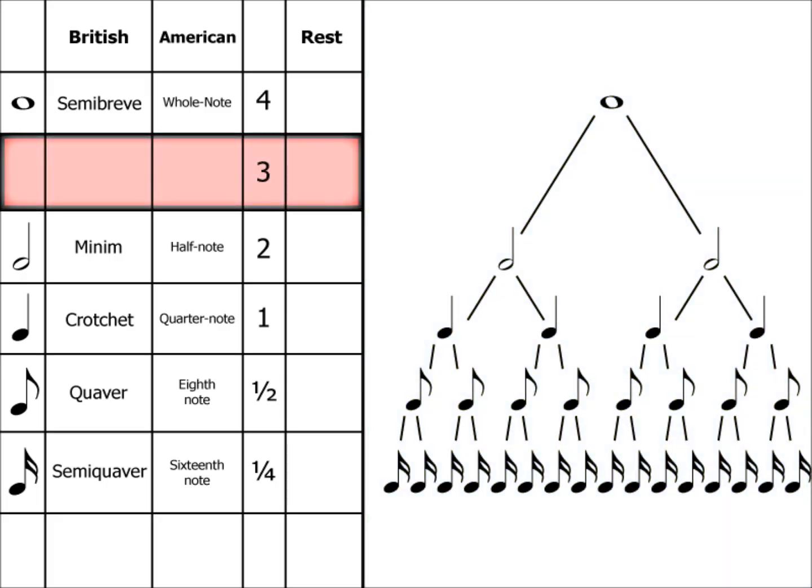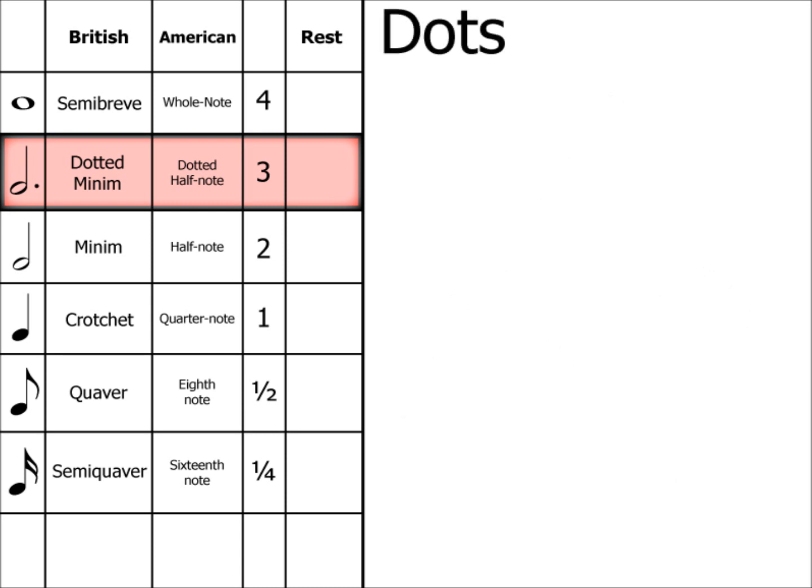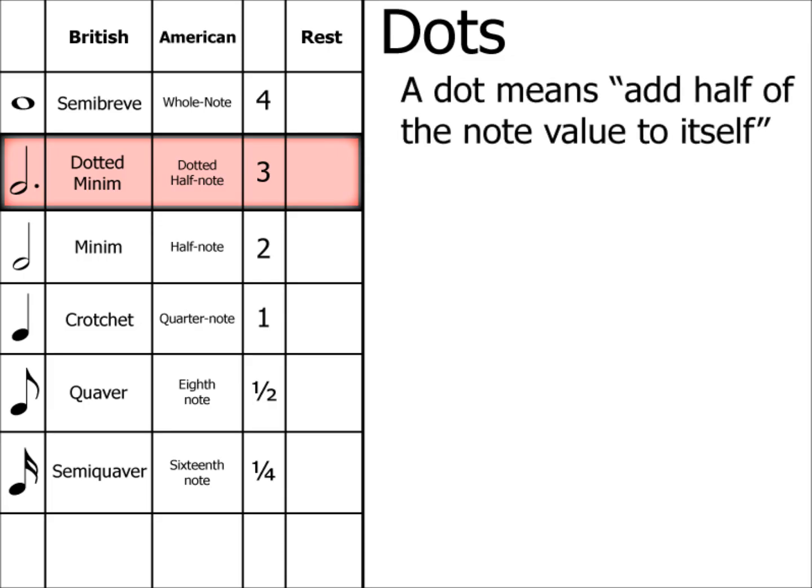Now, you can see that from our list on the left, there is no note listed here which represents a value of 3. Well, such a note does exist, and it looks like this. It's called a dotted minim. Notice how it looks like a minim, but it's got a dot after it, hence why it's called a dotted minim. The dot is very important. Let me explain. When a dot is on the right-hand side of a note, it means add half of the note value to itself. This sounds complicated, but it is fairly straightforward. This note, without the dot, is a minim and worth 2.